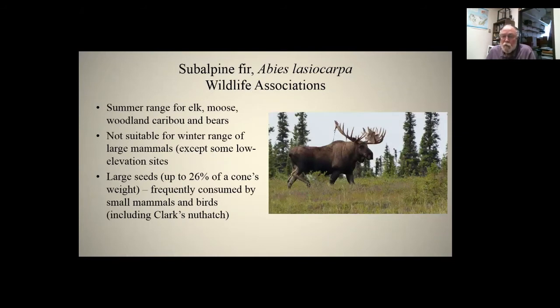Subalpine fir zones are great summer range. Elk, moose, woodland caribou a little further north. They're not very good winter range because it is where we have harsh winter conditions. The seeds are large. They frequently are up to 26% of a cone's weight, which is huge. They're consumed by small mammals, and Clark's nuthatch, which is typically associated with whitebark pine, actually will take these seeds and cache them when whitebark is not available or no longer available in a site.